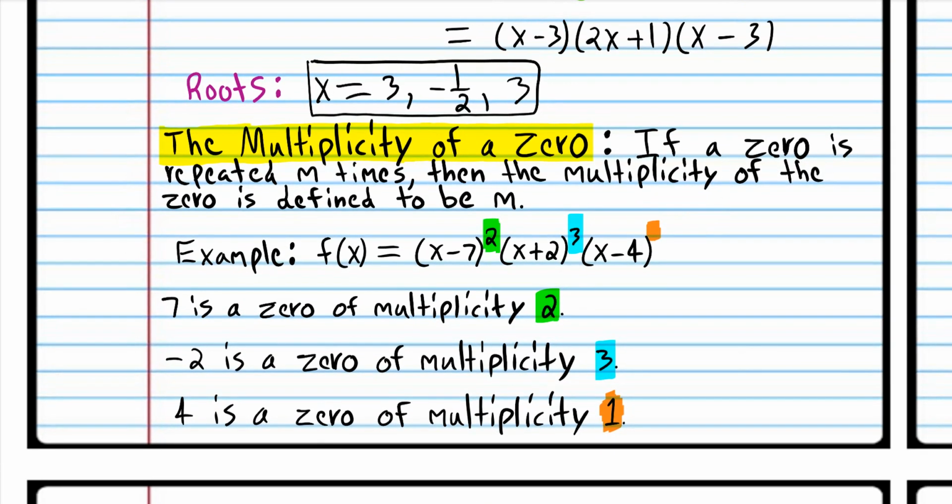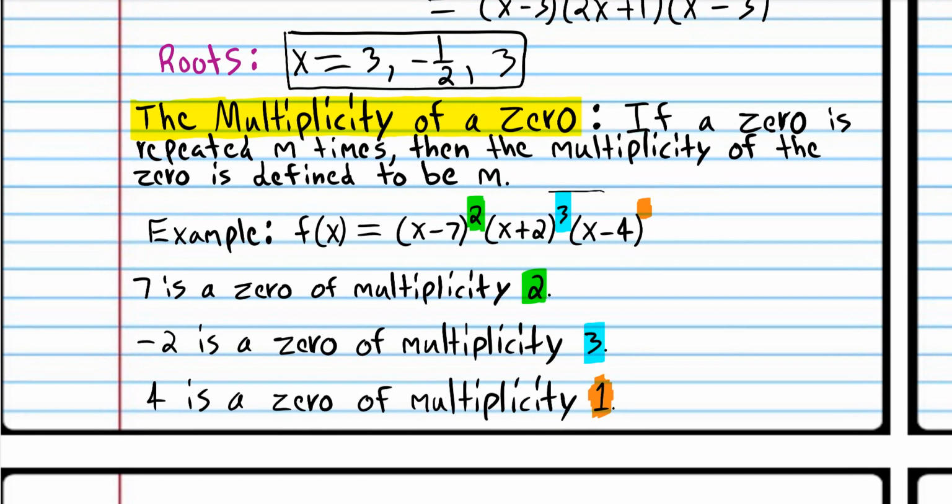So for example, if you have a function that can be factored like so, you see that 7 is going to be a 0, because if you plug in 7, it's going to make this whole thing 0. If you plug in -2, it's going to make this whole thing 0. If you plug in 4, it's going to make the whole thing 0. So 7, -2, and 4 are zeros of the function. But 7 is a 0 of multiplicity 2, because you can see that there are 2 x minus 7 factors.